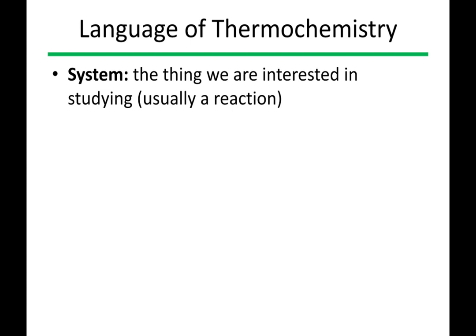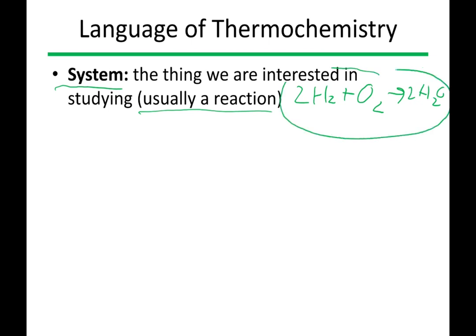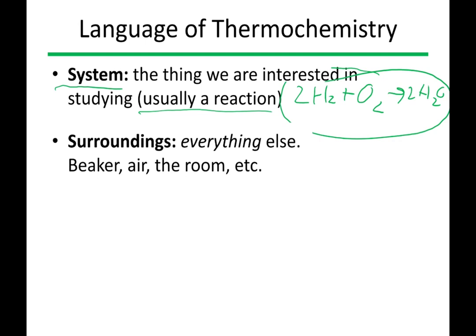So when we're talking about thermodynamics, we're going to define a few things fairly precisely, and it'll be important to understand them when we're talking about the equations related to these problems. So the first thing we'll talk about is the system. The system is the thing we are interested in studying. Usually this is a reaction, and it will be everything that's written in the reaction. So if we have something like this, the system would be the whole container containing the hydrogen, oxygen, and the water that's being produced. The surroundings is literally everything else.